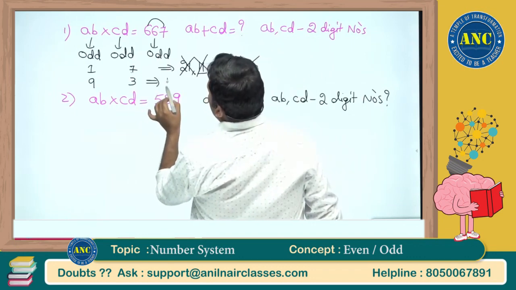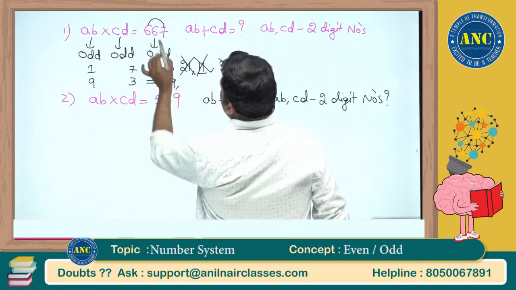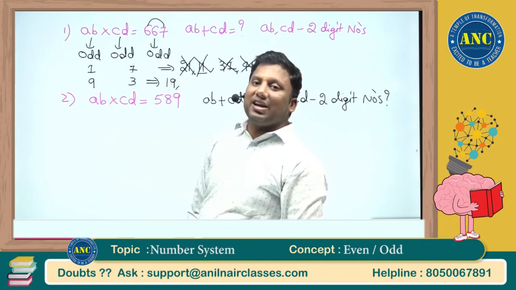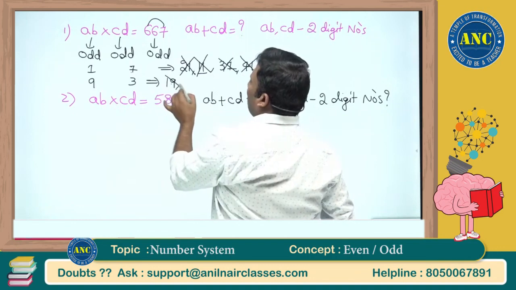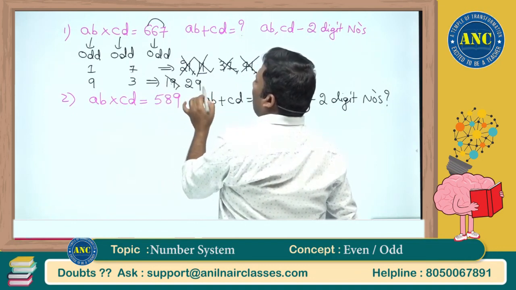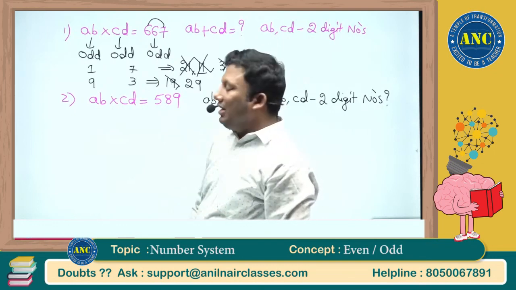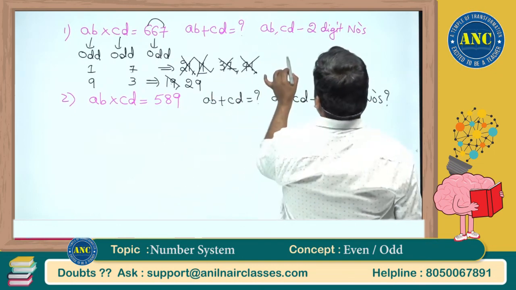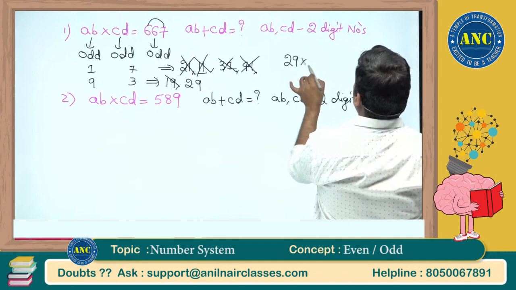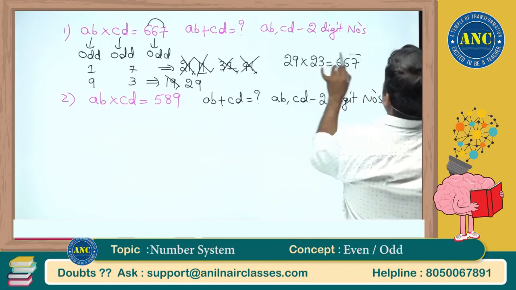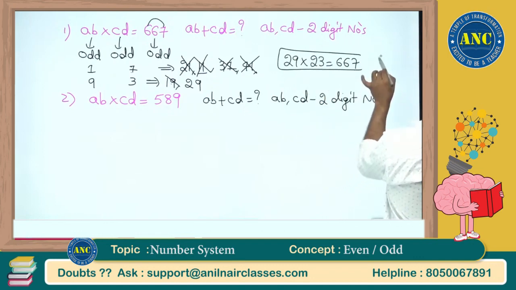If it is 9, first it is 19. 19 3s are 57. Next it is 97. It is not possible. Next it is 29. 29 2s are 58. 87 23. That means 29 into 23 is 667. AB plus CD. So 29 plus 23, it is 52.